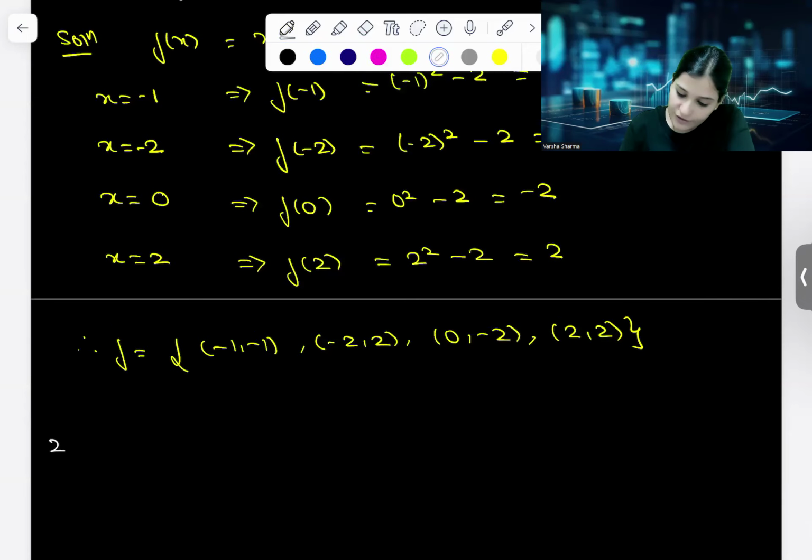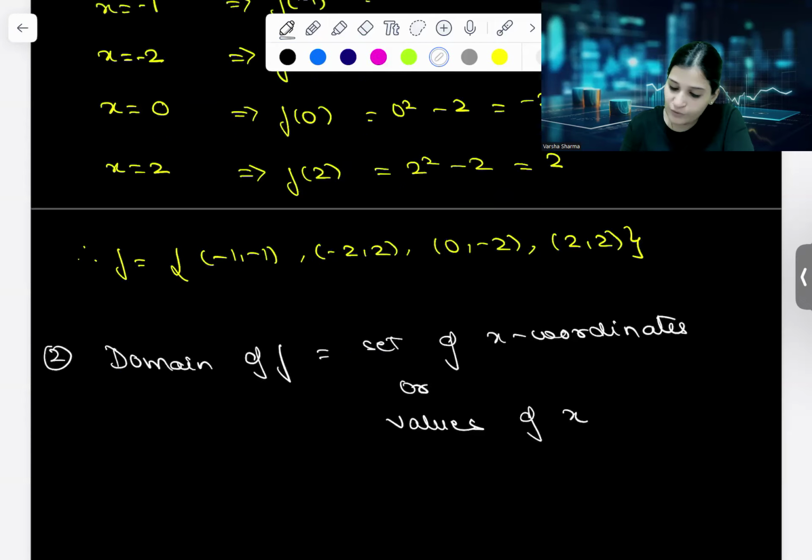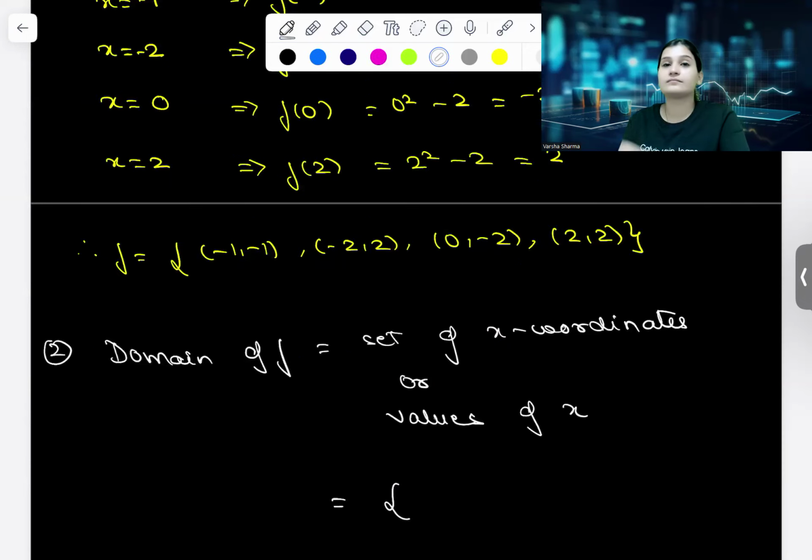Second, domain of f. What was domain? Set of x coordinates, or values of x that I used. So what would be the domain, guys? Minus 1, minus 2, 0, 2.